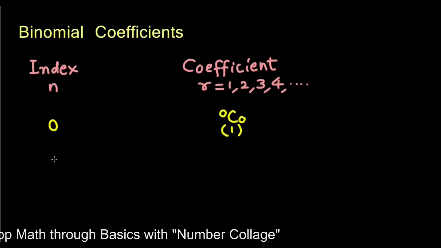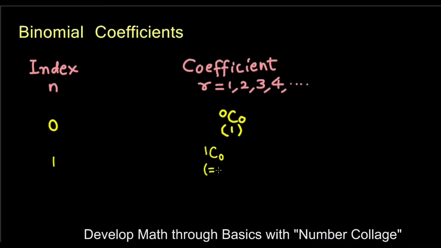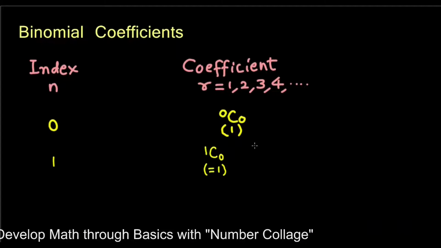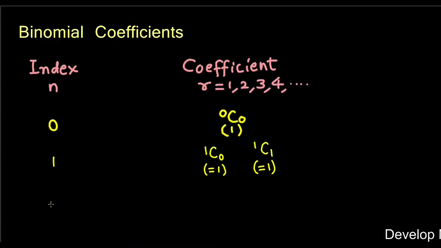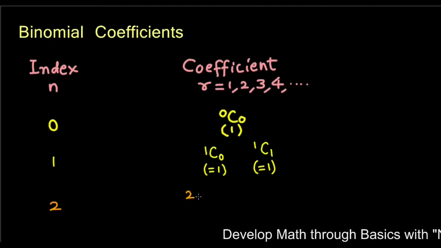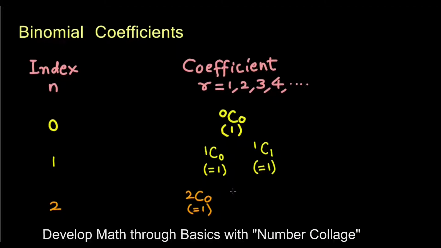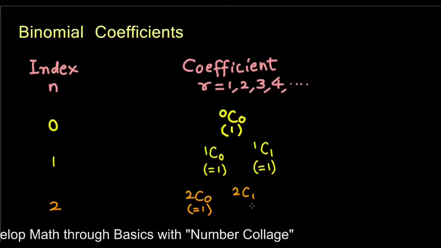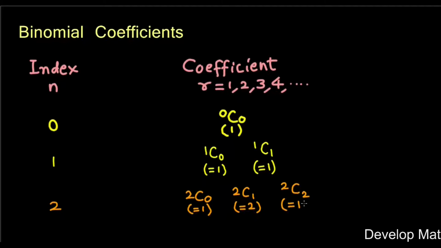Next, when the index n is 1, the first binomial coefficient will be 1C0, which will be equal to 1. The second binomial coefficient will be 1C1, which is equal to 1. When the index n is 2, the first binomial coefficient will be 2C0, which will be equal to 1. The second binomial coefficient will be 2C1, which will be 2. The third binomial coefficient will be 2C2, which will be equal to 1 again.